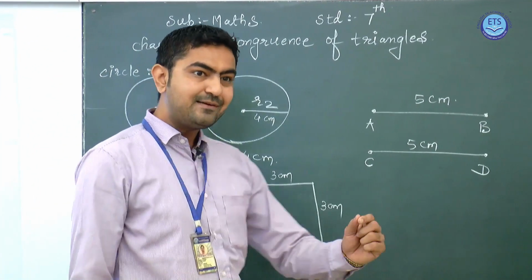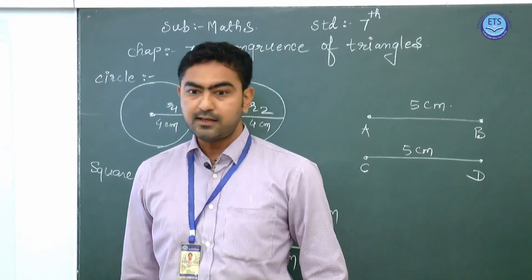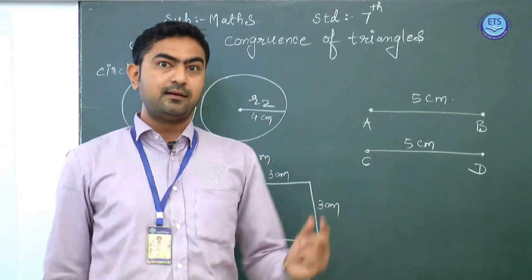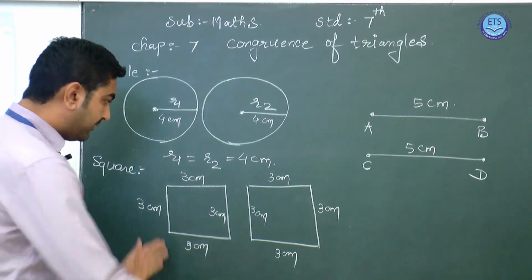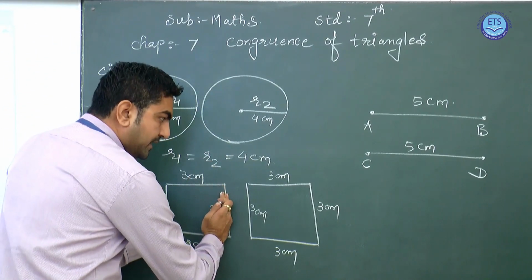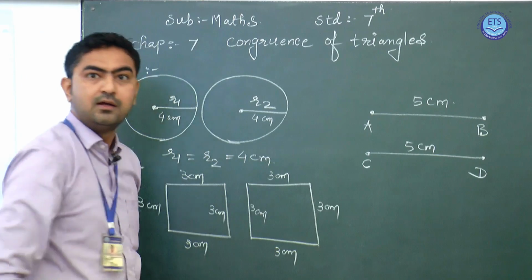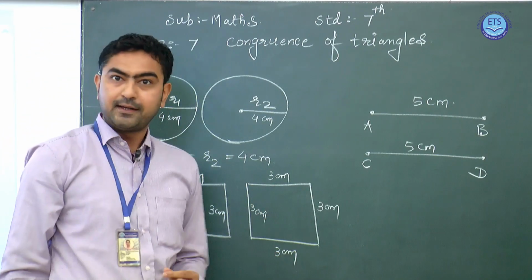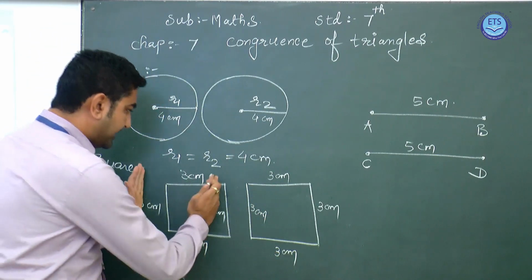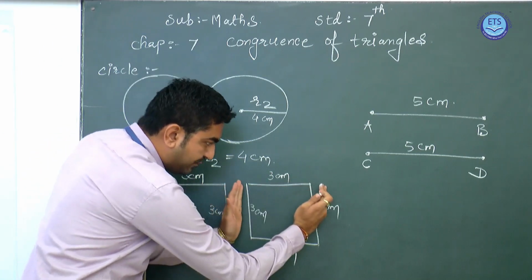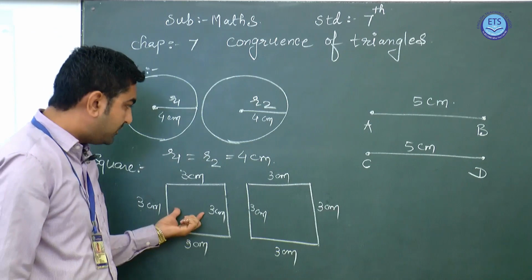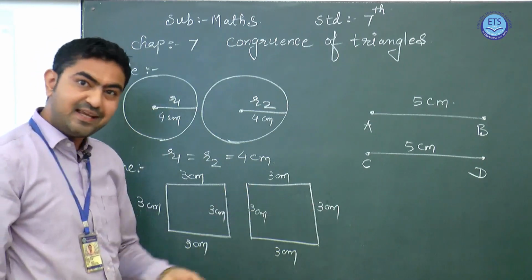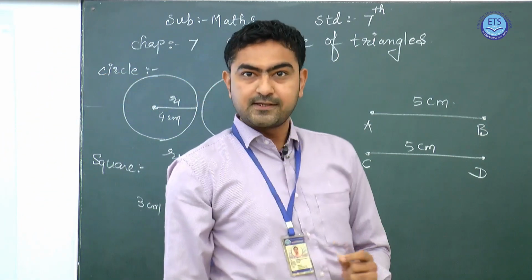Now what is the meaning of congruence? Again see here, in these two squares, this is your first square and this one is your second square. If the first square is superimposed on the second square, it means that this square is placed exactly on top of the other. So these two squares are said to be congruent.